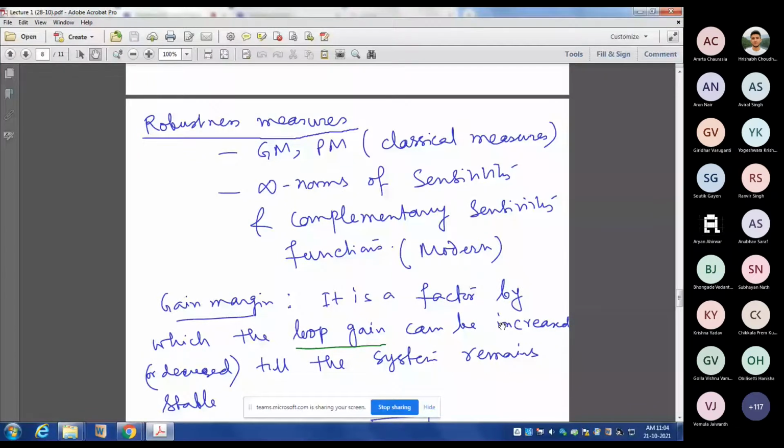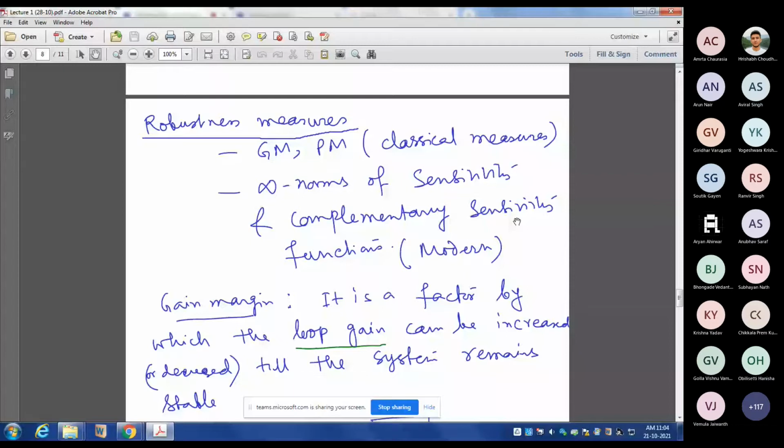So in the last class we were discussing the control system design objectives. Many objectives we have discussed. One of the major objectives is to ensure robustness of a system, and we also discussed some classical robustness measures and some modern robustness measures, such as the infinity norm of the sensitivity and complementary sensitivity transfer function, and the classical measures, gain margin and phase margin.